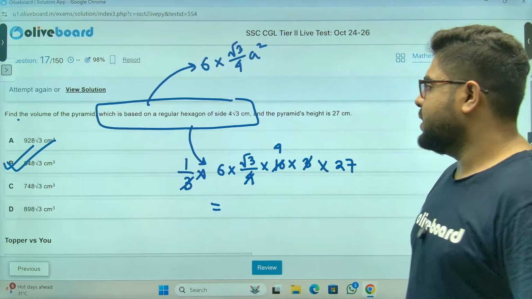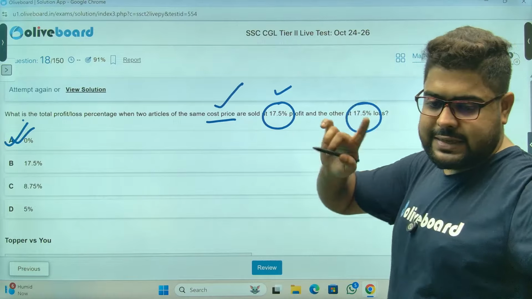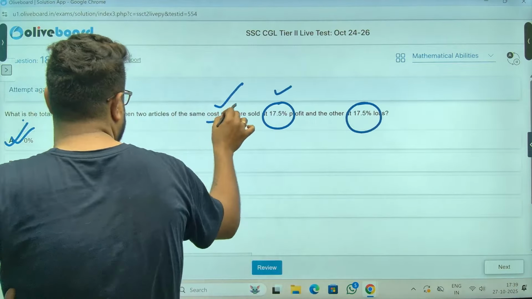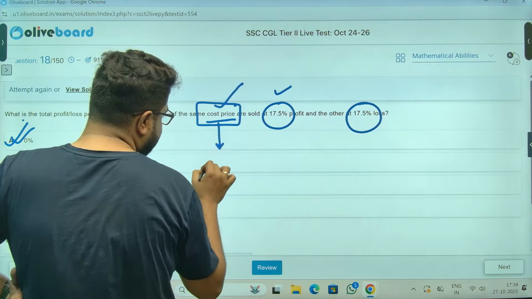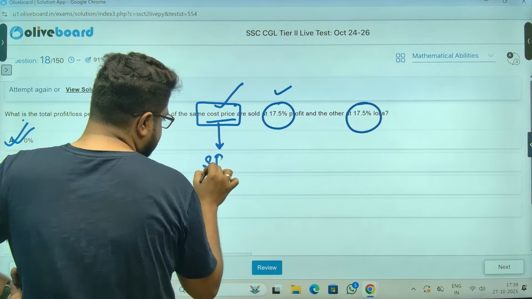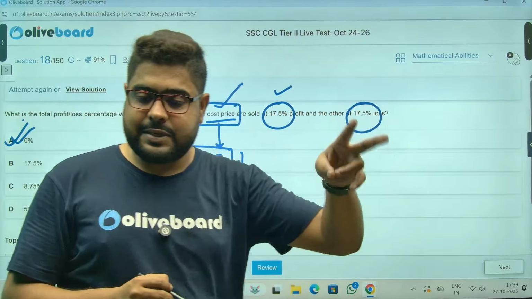What is the total profit or loss percentage when two articles of same CP are sold at this much profit, this much loss? Sir, CP same. One at profit, one at loss, 0% is the answer. Acha, again, the same question can come with a little change, and that is more popular actually. Same SP wala question bhi aata hai, sir. Same profit, same loss. One profit, one loss. But the percentage is same.